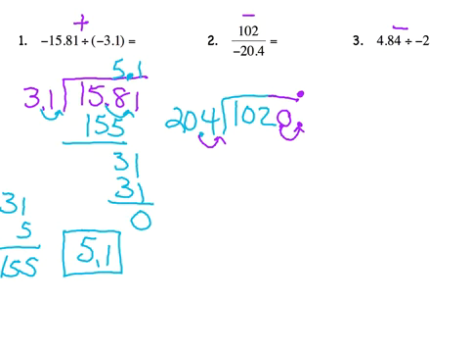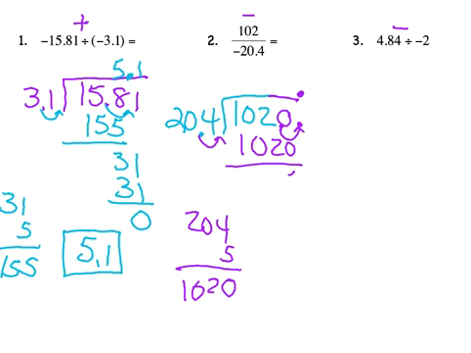So this would be like 200 goes into 1,000. Does that sound like a good estimate? I would think it goes in about 5 times, don't you think? Yes. So let's try that. 204 times 5. 20, 10. Oh my goodness, it goes in exactly. Yep. No remainder. And our answer is negative.